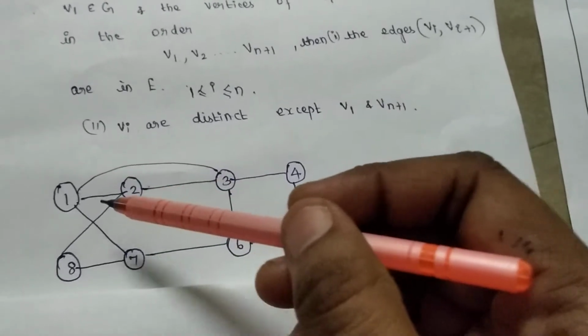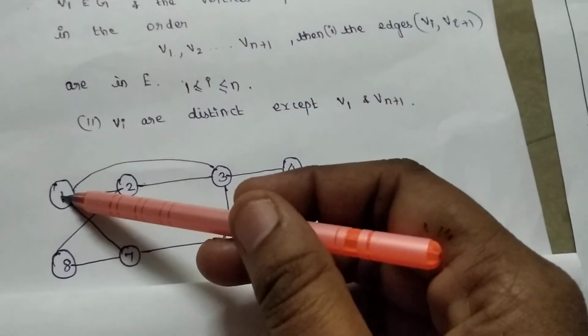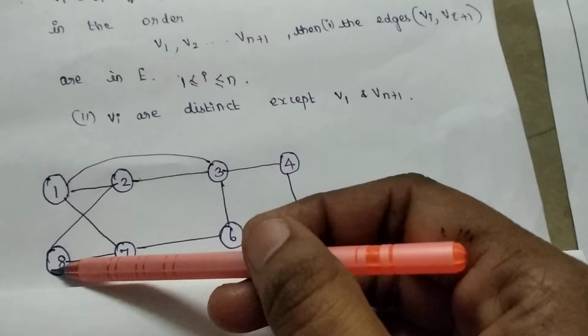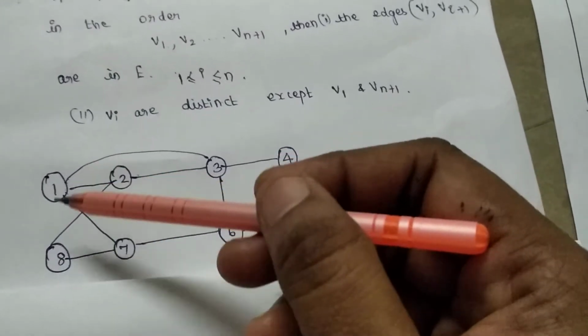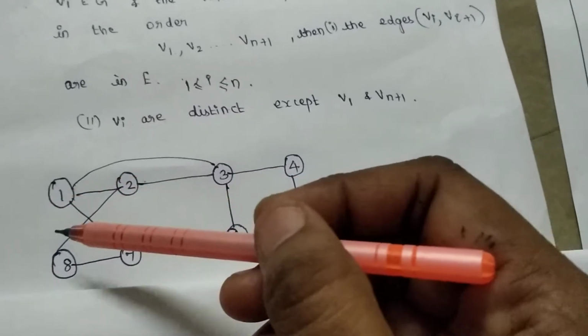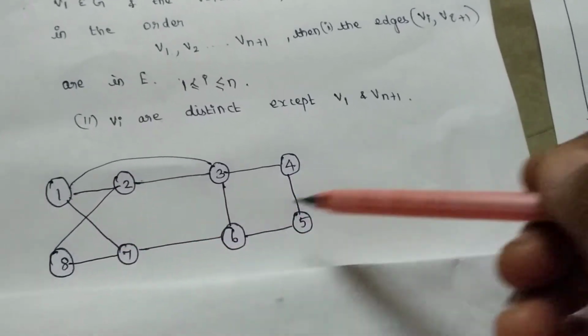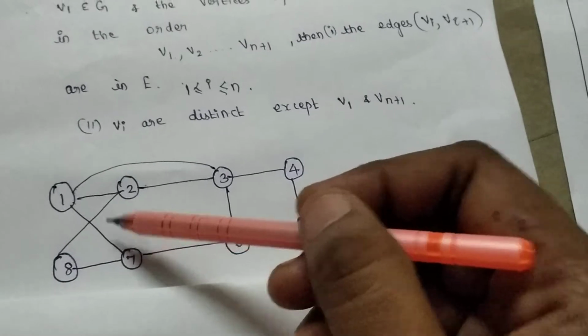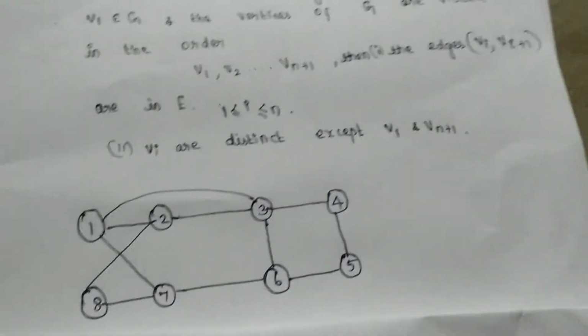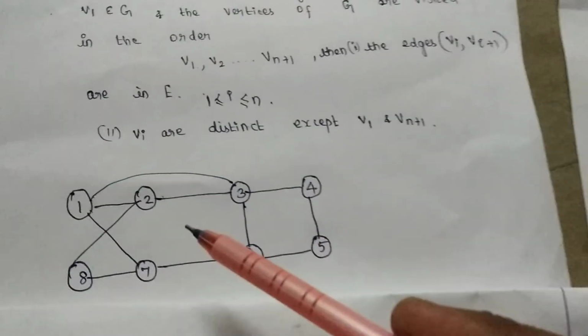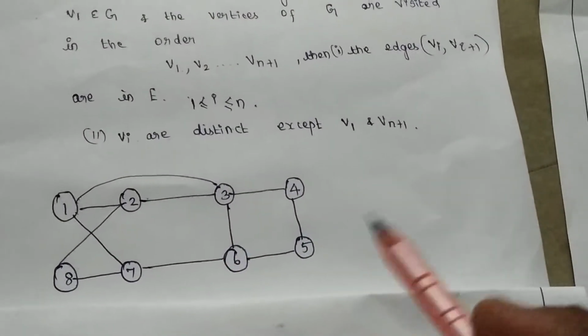But let's take one more example. If it starts from 1, 2, then 8, then 7 and then back to 1, this is also creating a cycle, but we haven't visited all the vertices of the graph in this cycle. So this is not a Hamiltonian cycle. Okay. So let's see how to find this Hamiltonian cycle using backtracking technique.